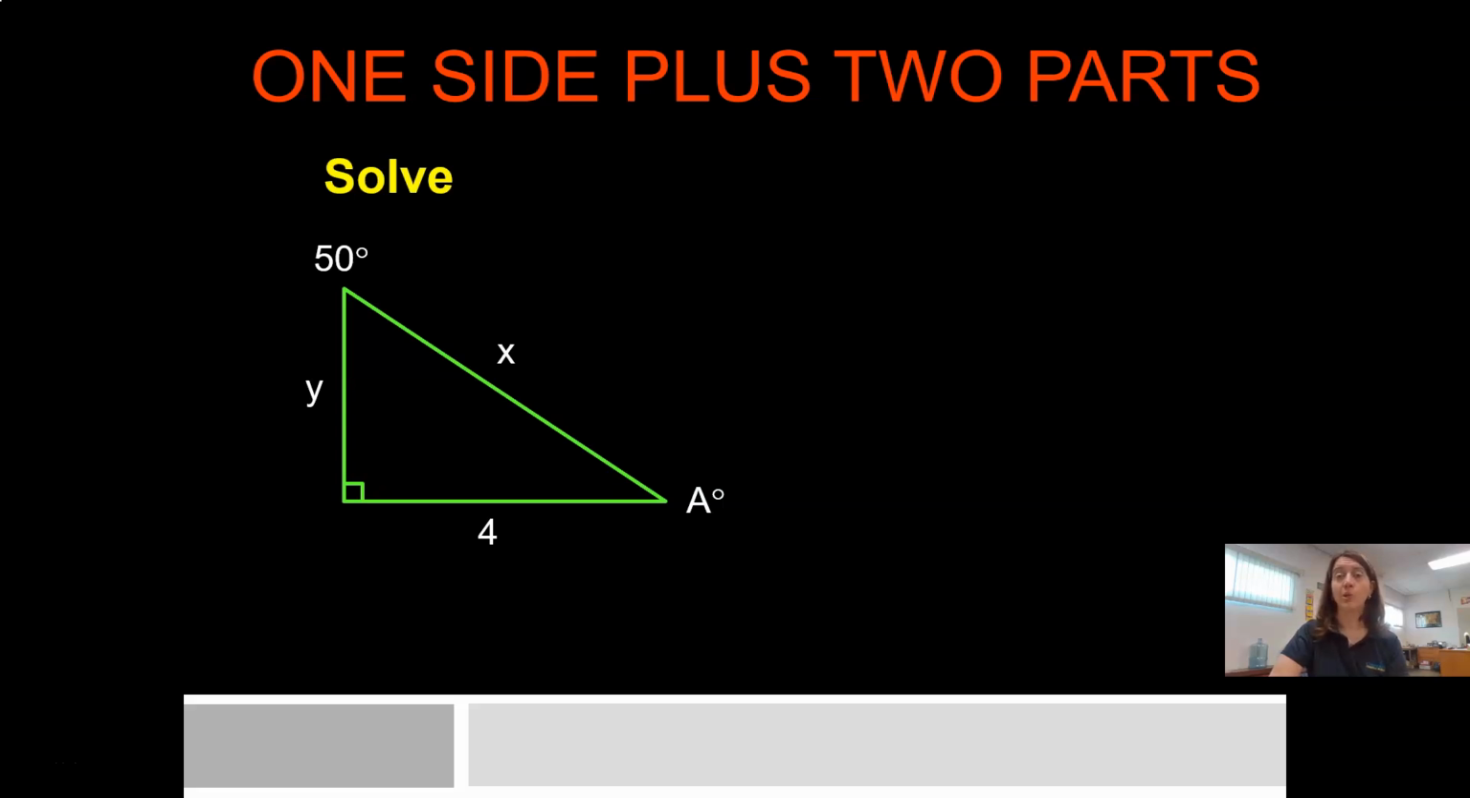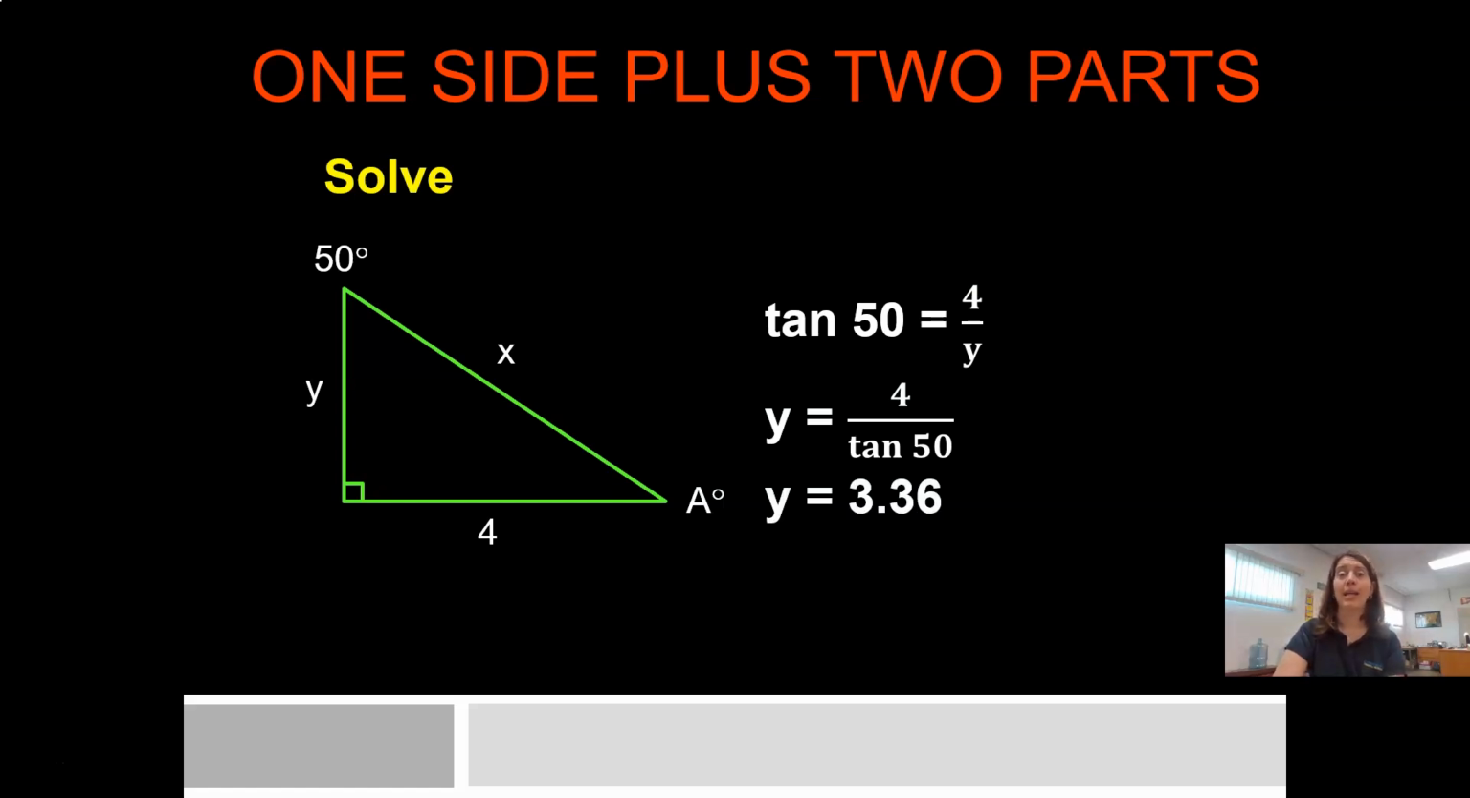Which one of our ratios involves the opposite and the adjacent pieces? It was our tangent. So I set up tangent 50 equals the opposite of 4 over the adjacent of y. Just like the last question, our variable is in the denominator, so I'm going to swap those two things around, and I have y equals 4 divided by tangent of 50. Typing that into our calculator, that gives us that y is 3.36.